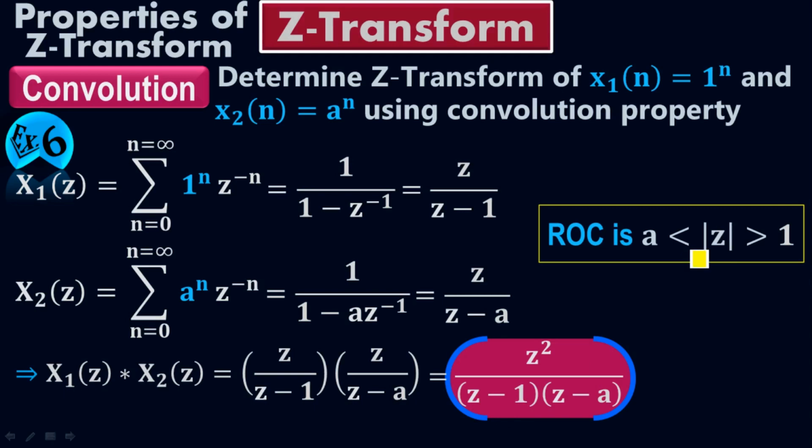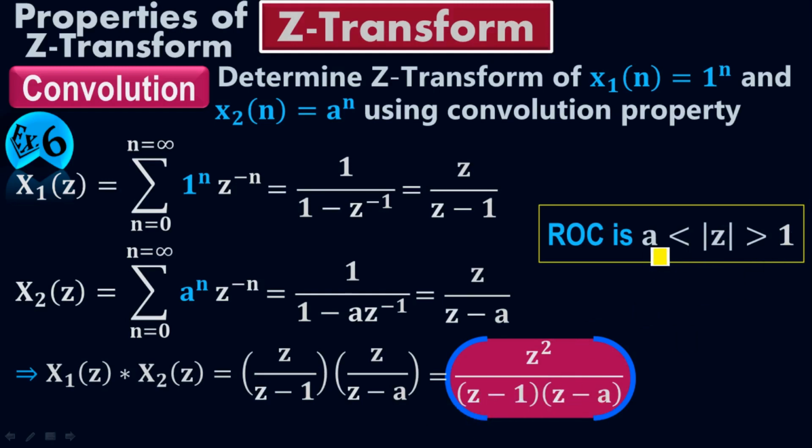But what if I plug in z equals 1 here? 1 minus 1 will be 0. 0 times z minus a will be 0. So I'm going to have 0 in the denominator, which is an undefined situation. Similarly, when I plug in z equals a, a minus a is 0. 0 times z minus 1 will be 0. So I'm going to have 0 in the denominator when I plug in z equals a. It is an undefined situation. Therefore, z cannot be a and cannot be 1.